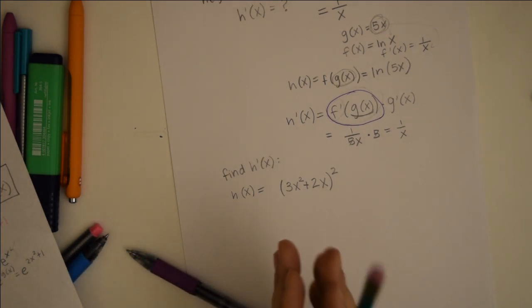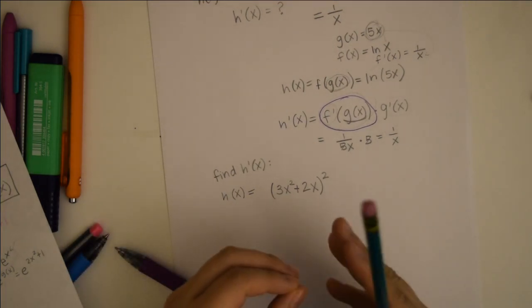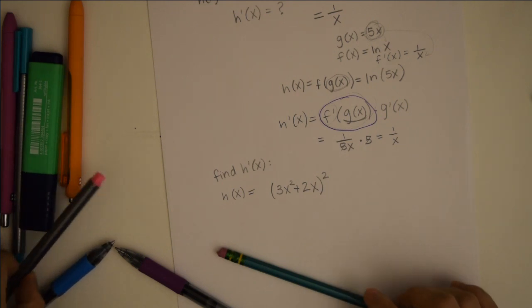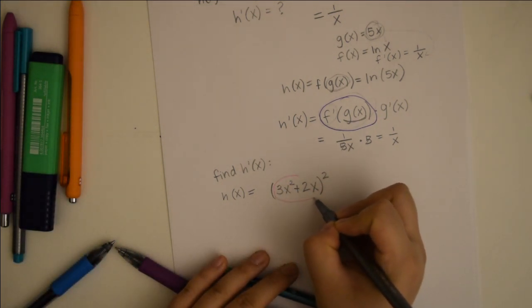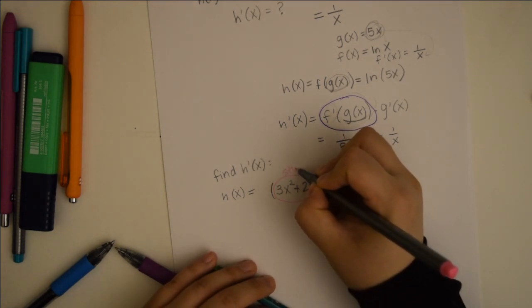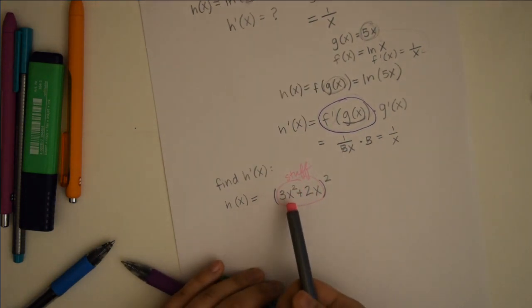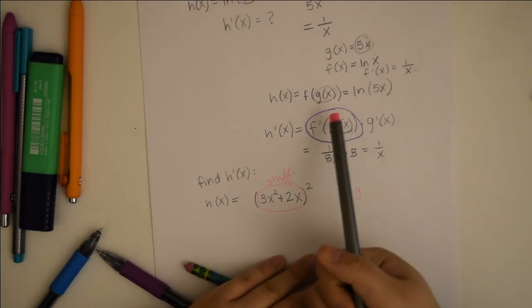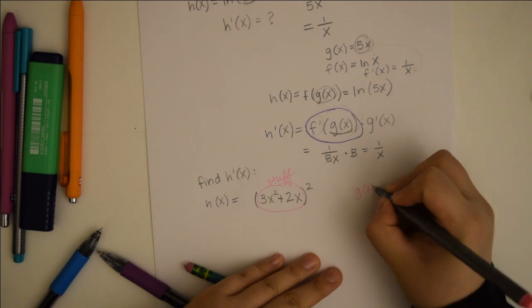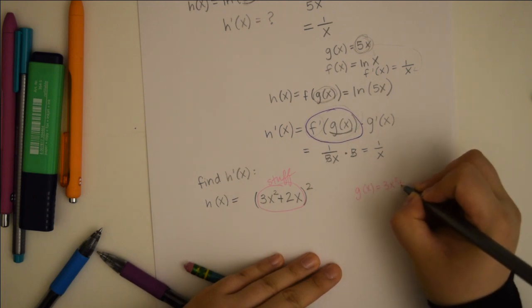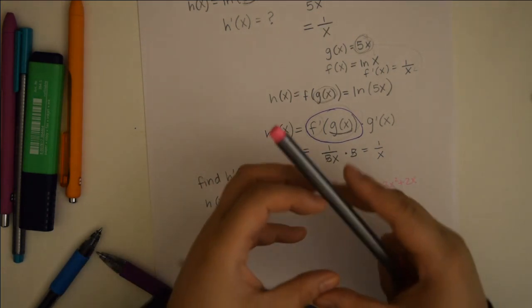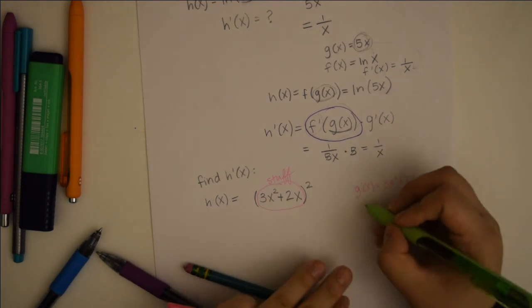But let's just see, it's kind of like looking at the big picture function and then seeing what stuff is inside. So in this case, you might be able to see that this is stuff. I like to just literally call it stuff. That's what I'm going to call g of x. So basically, it's stuff squared, right? So if I were to write it out with g of x and f of x, my stuff is 3x squared plus 2x. And then it's stuff squared, right? My outer function, my f of x, is then x squared.